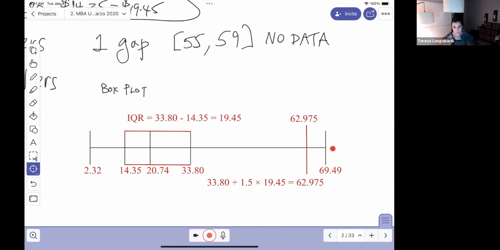The rule is if the maximum or any values are beyond 1.5 of these boxes, then it's considered a statistical outlier. So what we have to do is take the measure of this box, and we calculated it already, right? It was 19.45. And we take the measure of that box and we put it 1, and you have to go in a half more. So let me take half the box.